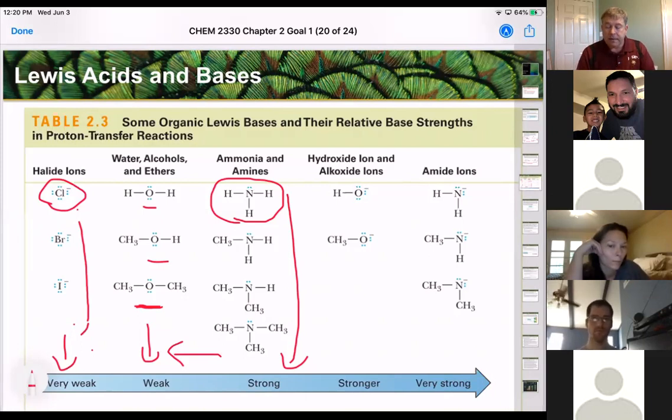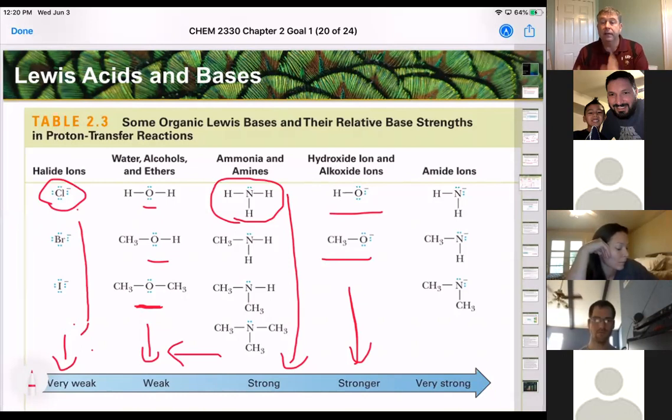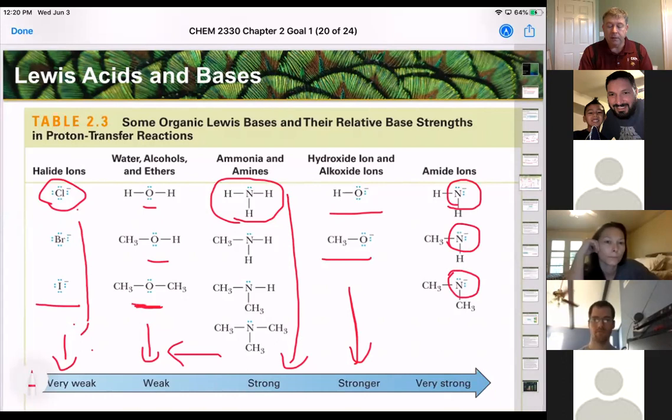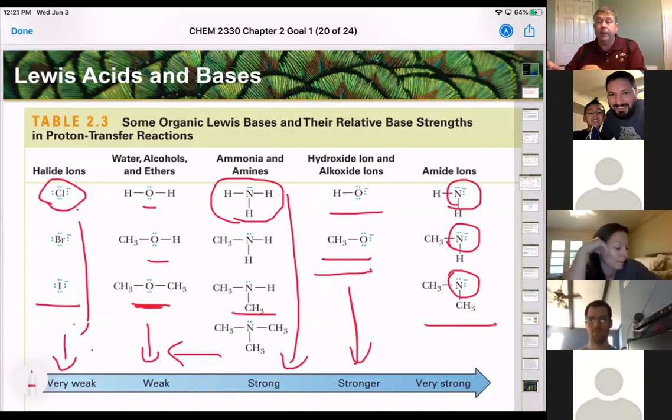So notice the next highest one are oxygen-based anions, okay? Those are stronger than the neutral nitrogens, but they have charge, so that's what makes them stronger. And then our strongest form of our Lewis bases that we're going to use are going to be our nitrogen anions here, okay? So if you think about it, halide and then neutral oxygen, neutral nitrogen, charged oxygen, and then charged nitrogen, increasing in strength with each step, okay? Does that make some kind of sense to you?